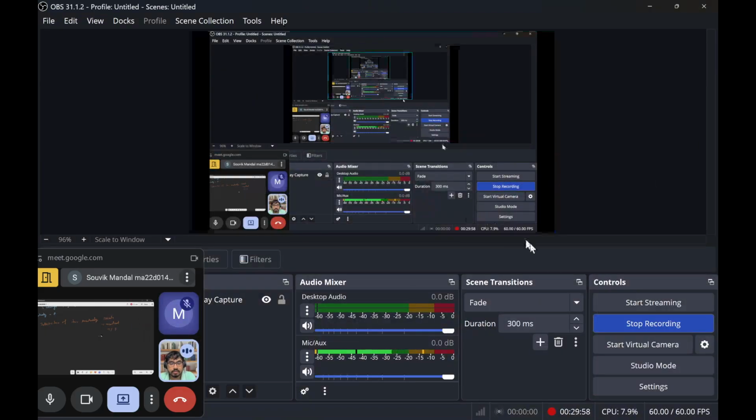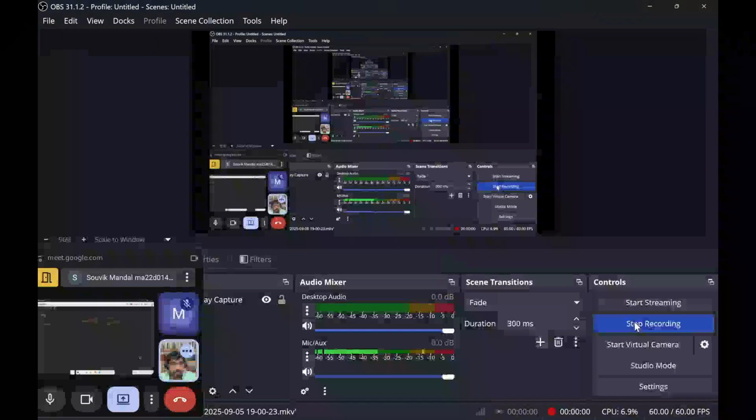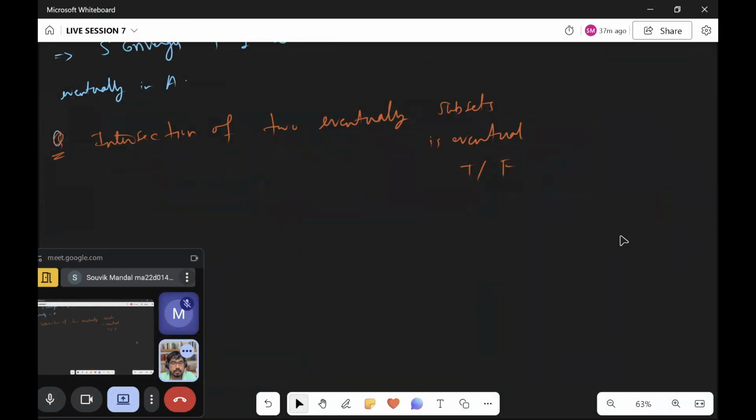Okay. So now the next question is: the intersection of two eventual subsets is eventual. True or false? Think about it. You just need to explore the definitions. There is nothing extra to do. Intersection of two eventual subsets is eventual. Think about it. Let me know.